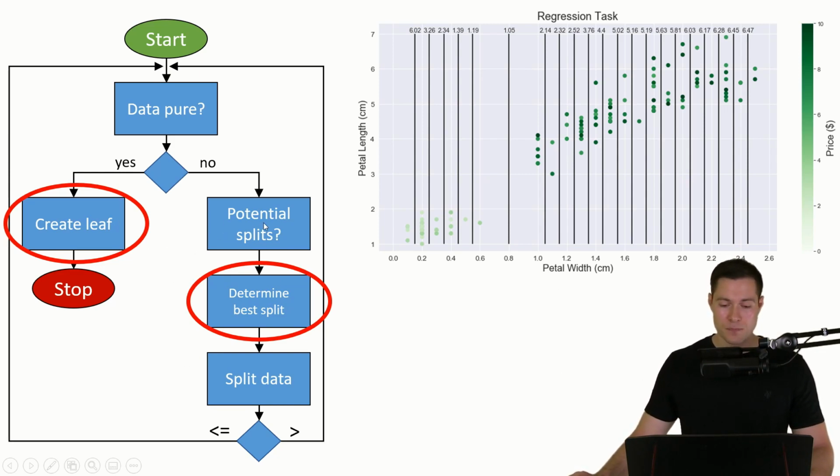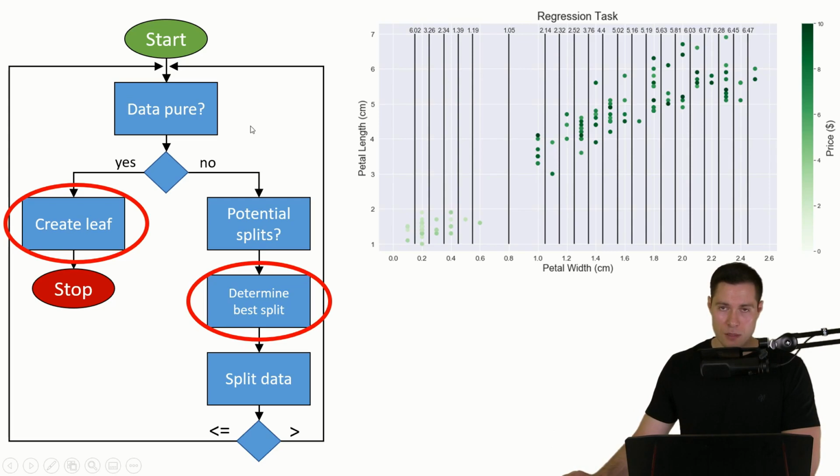The potential splits function, we are going to determine just as we did before. And we're also going to split the data as we did before. And we also don't have to change anything about this data pure function. Here we only have to keep in mind that it will probably never say that the data is pure when we're doing a regression task.